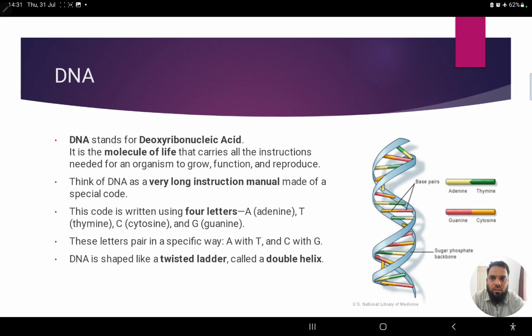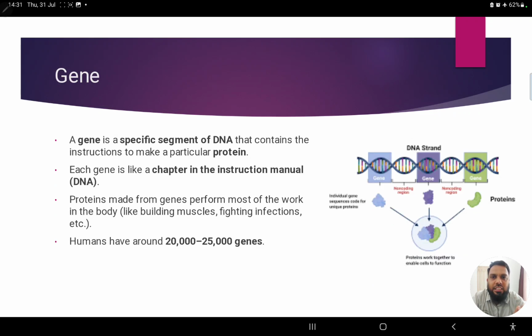Next, we'll see what is a gene. Now once we understood what is a DNA, let's go and understand gene, right? A gene is a specific segment of DNA. So within DNA, some specific segment is called a gene, right? It contains the instructions to make a particular protein, okay? A particular protein, right? So a gene is part of DNA.